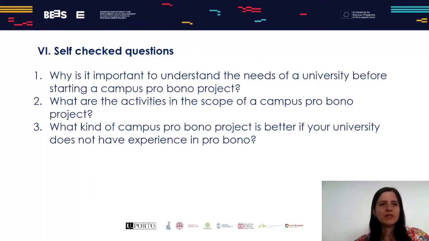Well, I'm going to read the self-check questions. I'm going to invite you to answer these questions in order to know if you understood this part of the online course. The first one is, why is it important to understand the needs of a university before starting a campus pro bono project? The second, what are the key activities in the scope of a campus pro bono project? And the third one, what kind of a campus pro bono project is better if your university does not have experience in pro bono?